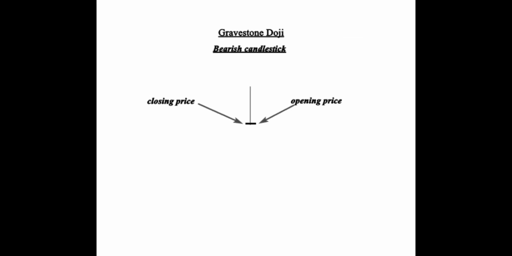5. The gravestone doji. The gravestone doji is the bearish version of the dragonfly doji. It is formed when the open and close are the same, or about the same price. What differentiates the gravestone doji from the dragonfly doji is the long upper tail. The formation of the long upper tail is an indication that the market is testing a powerful supply or resistance area. The image above illustrates a perfect gravestone doji.